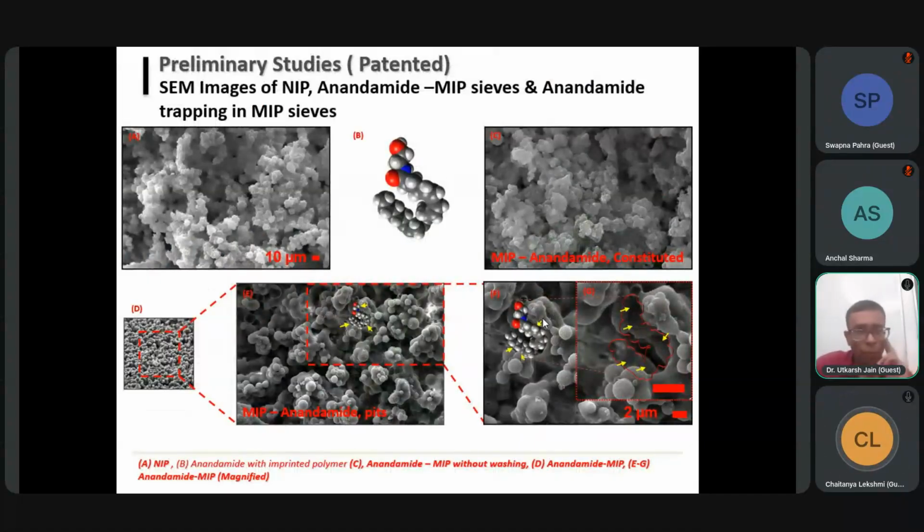After the polymerization, you need to check whether the imprints are really formed or not. As you can see in A, C, E, and F, A is the anandamide with imprinted polymer. And when we remove the anandamide from the polymer surface, you see the imprints of anandamide molecules are beautifully arranged. That is the information that when anandamide is present, it will go and be entrapped on the polymer surface.